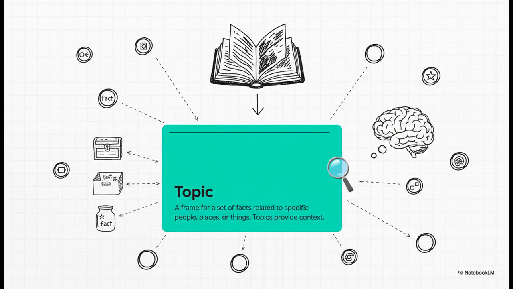Okay, moving up a level, we get to topics. We take all those individual facts and we organize them into a topic. So our fact about the Bastille fits neatly into the topic of the French Revolution. A topic is kind of like a container. It holds all the related facts and gives them context. But just like facts, topics are still stuck in that specific context. Knowing all about the French Revolution doesn't automatically help you understand the American Revolution.